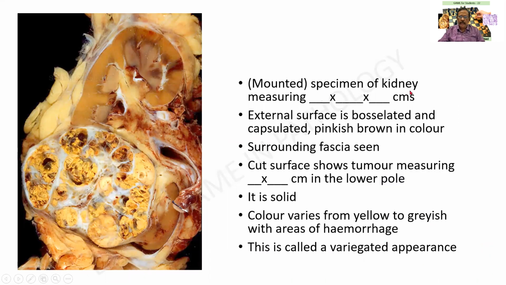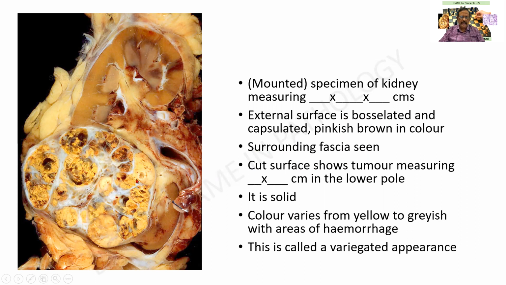This is a mounted specimen of the kidney, measuring dash into dash into dash centimeters. This is a three-dimensional measurement. You are supposed to measure your specimen and then give a report. The external surface is bosselated. External, here we are seeing only the cut surface. When I say bosselated, it means it will be slightly bulging and undulating. It is capsulated and pinkish brown in color on the outside. Also, a fascia will be seen externally.